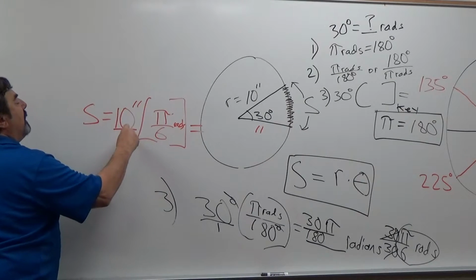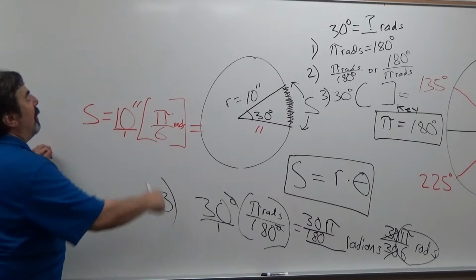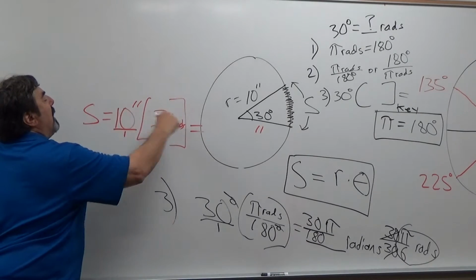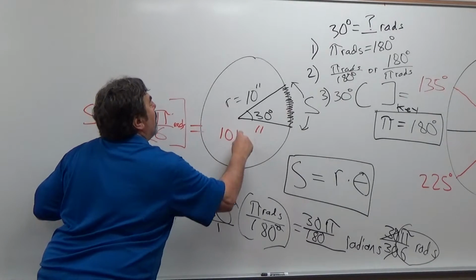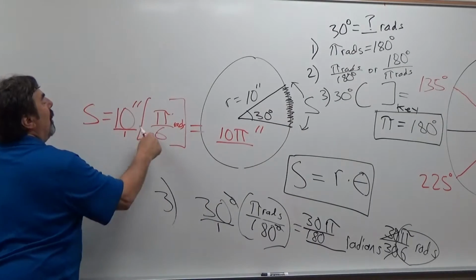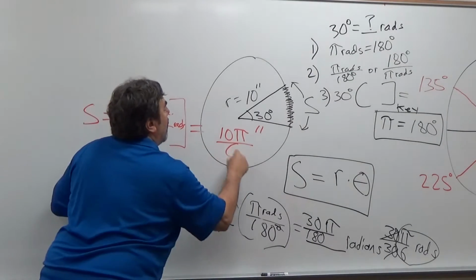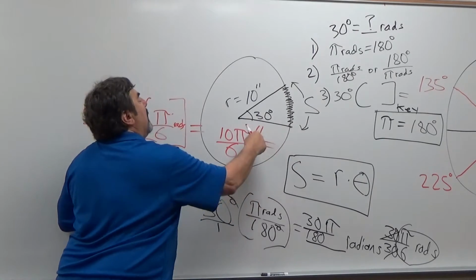Now, when I multiply a fraction times anything, I want both things to be a fraction. So I'm going to take a second to turn this into a fraction by putting it over 1. Now I can multiply straight across the top. I get 10 pi over 1 times 6, 6. Now, this is in inches.